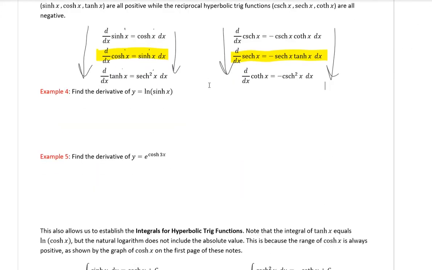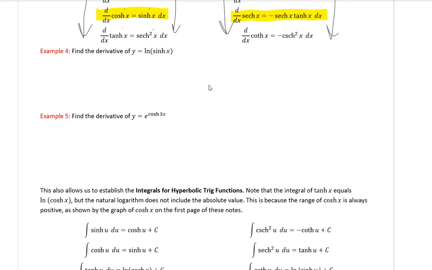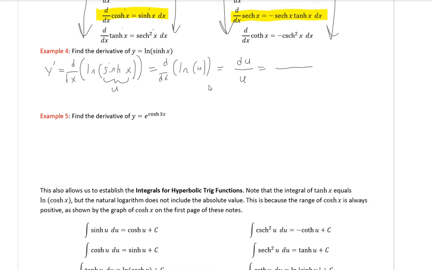Now, since we know these, what we can also do is solve for some more complicated derivatives that involve both of them. So if I'm doing the derivative of y equal to natural log of sinh x, I'm trying to find what y prime is. So in order to do that, what you can do is consider this as u. If you're unfamiliar with it, you can say, all right, well, derivative of natural log of u is du over u. So that means that this is going to be the derivative d/dx of sinh x all over sinh.